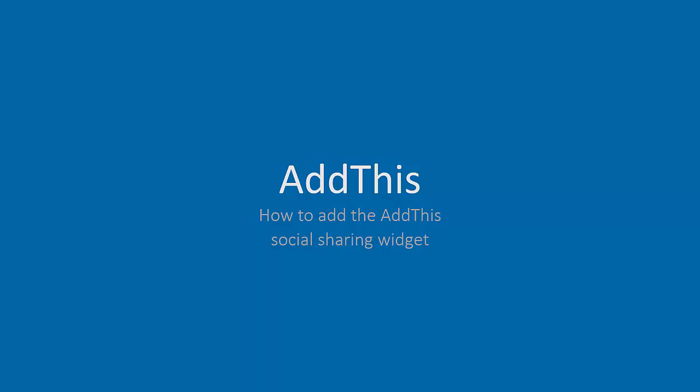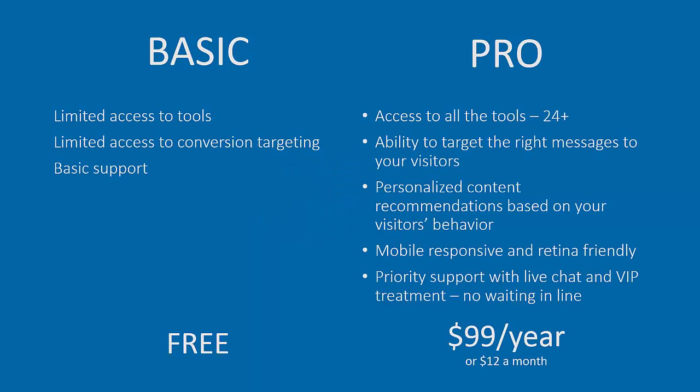A little information about AddThis: when you go to AddThis.com, you used to be able to grab their code and paste it on your site without actually signing in or doing anything. But they've really grown up in the last few years, and now there are two different accounts. You get a basic account for free, just enter email address, username and password, or a pro account, which is $99 a year or $12 a month.